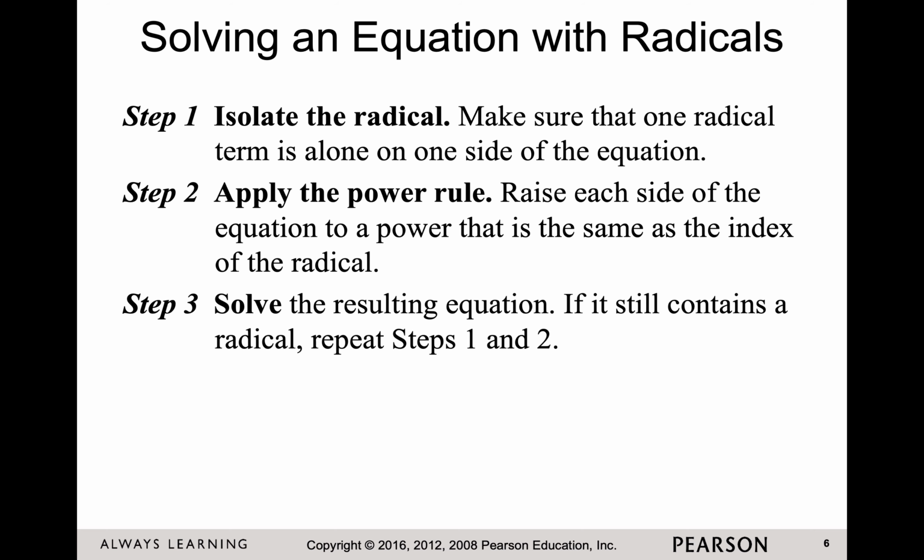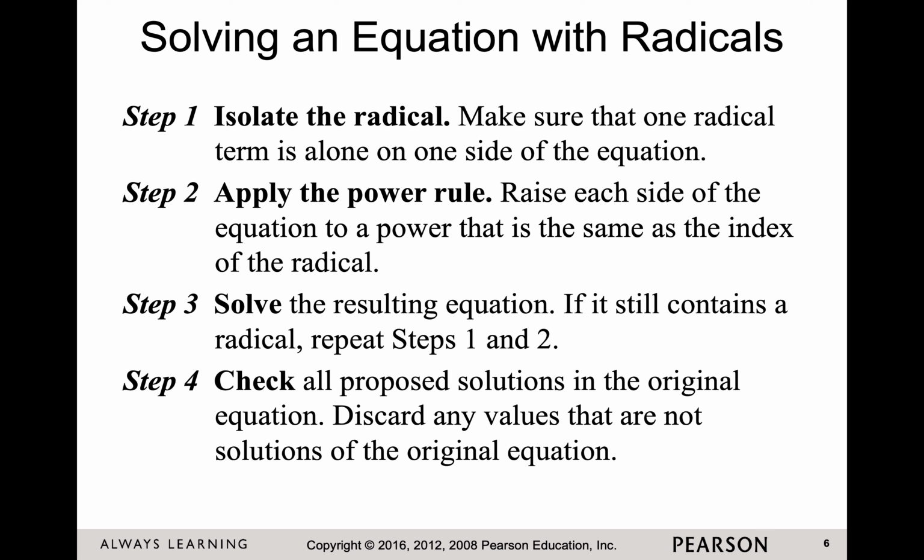If it still, by some odd chance, has a radical, you repeat steps 1 and 2, and then you check all solutions. If one of your solutions in the lab is wrong, the entire part is wrong. So it's really, really important for you to check those solutions, and that's where the most common mistakes are made in the lab: you don't check a solution and you enter a solution that doesn't work.